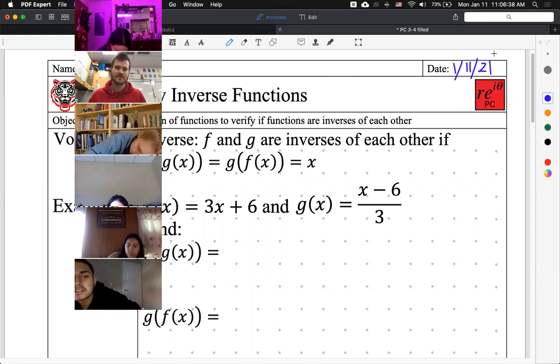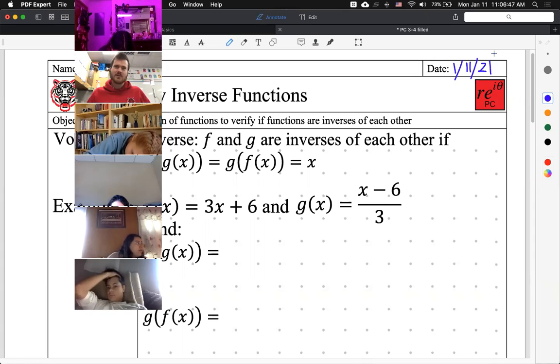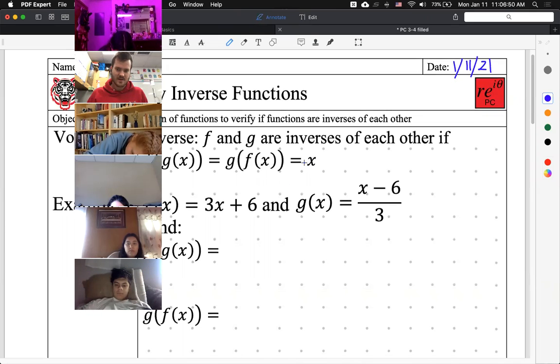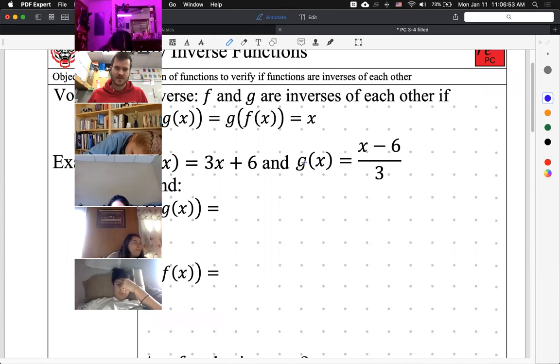Use compositions of functions to verify if functions are inverses of each other. There it is, yeah. It feels weird: why are we talking about inverse functions if we're talking about composition of functions? It's a way to verify, and there's a bunch of other ways too, like the horizontal line test. But here we go. So I am going to define inverse.